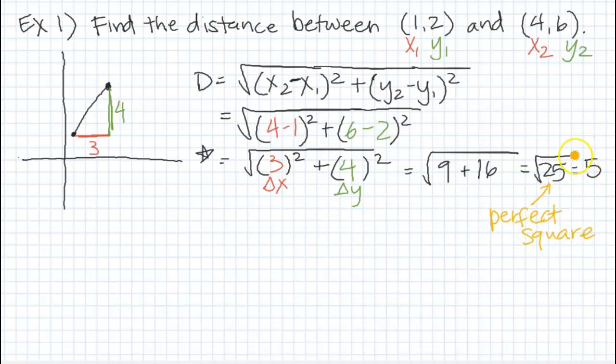When my answer ends up being an integer whole number, the number that came before was a perfect square. All right, and we're going to go through one more example in this lesson.